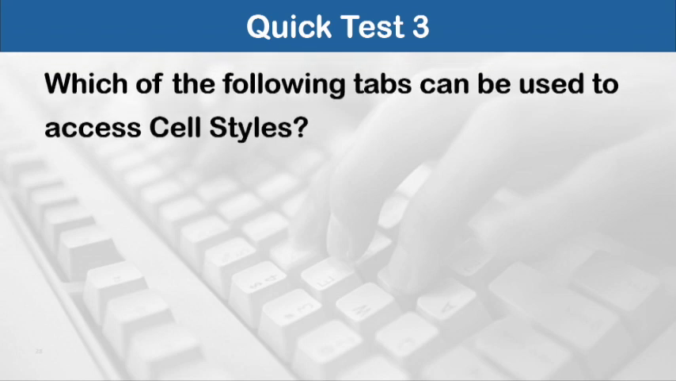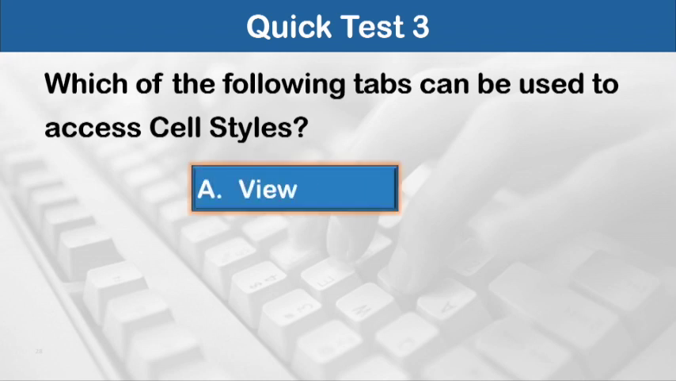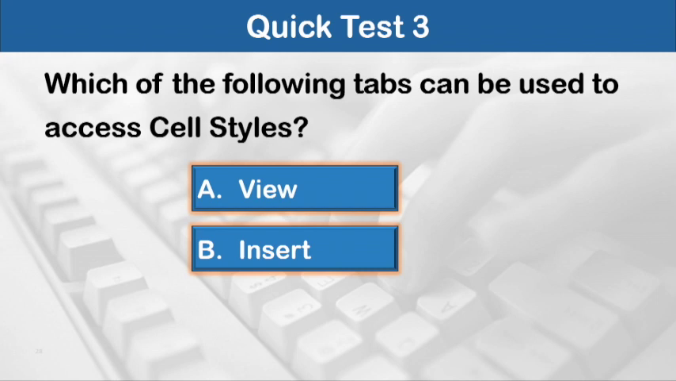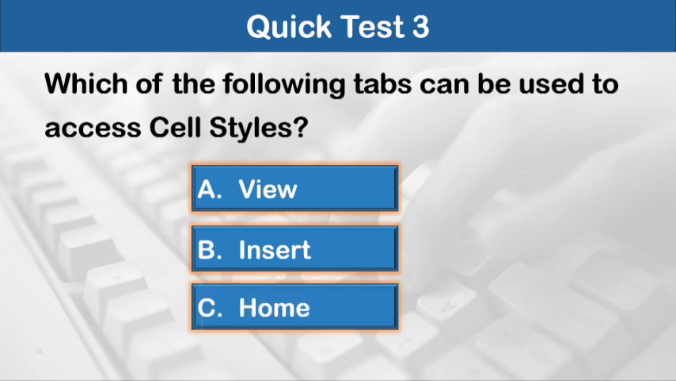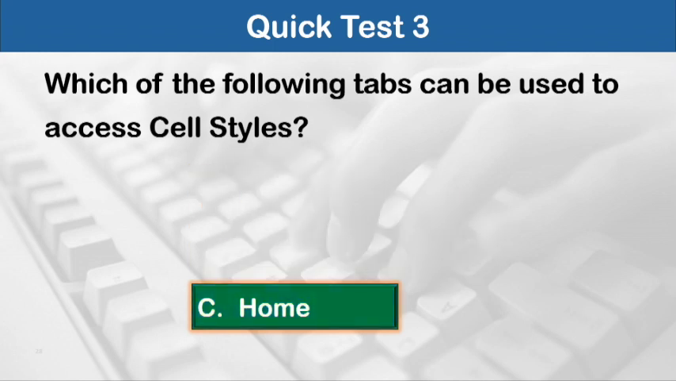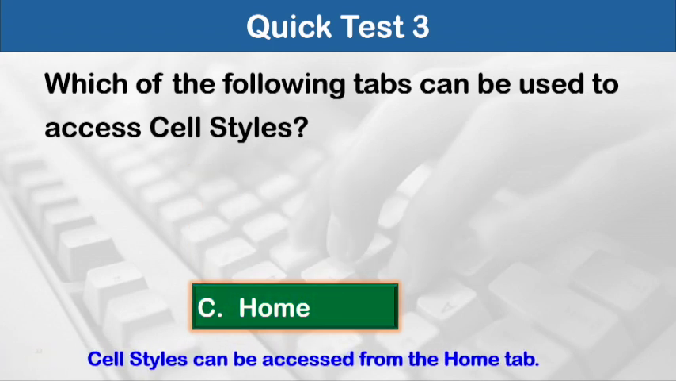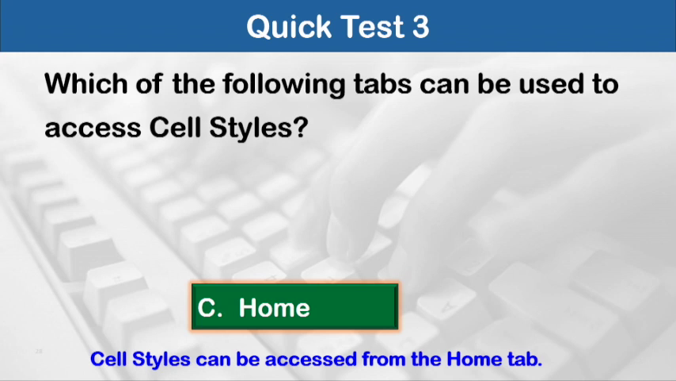Number 3. Which of the following tabs can be used to access cell styles? Is it A. View, B. Insert, or C. Home? The answer is C. Cell styles can be accessed from the Home tab.